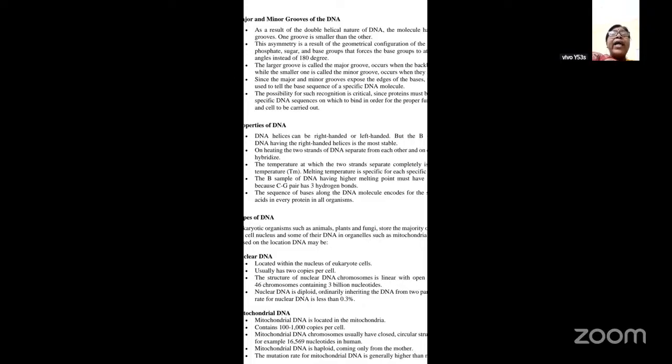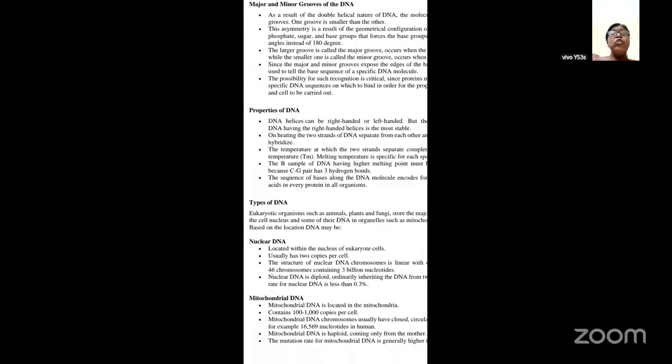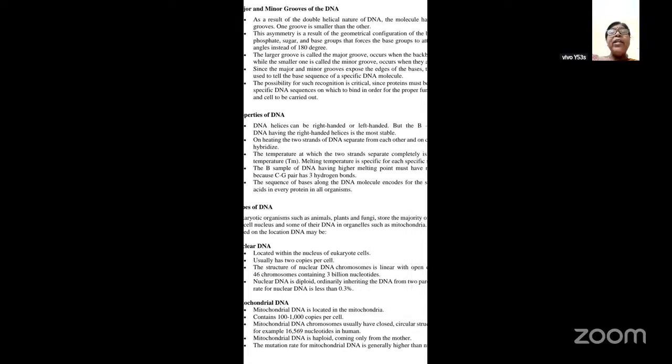So as a result of the double helical nature of the DNA, this molecule has two asymmetric grooves. One groove is bigger and the other one is smaller. This asymmetry occurs due to the geometrical configuration of the bonds present between the phosphate sugar as well as the base pairs. The larger groove is called the major groove, which occurs when the backbones are far apart, and the smaller one is called the minor groove, which occurs when they are very close to each other.